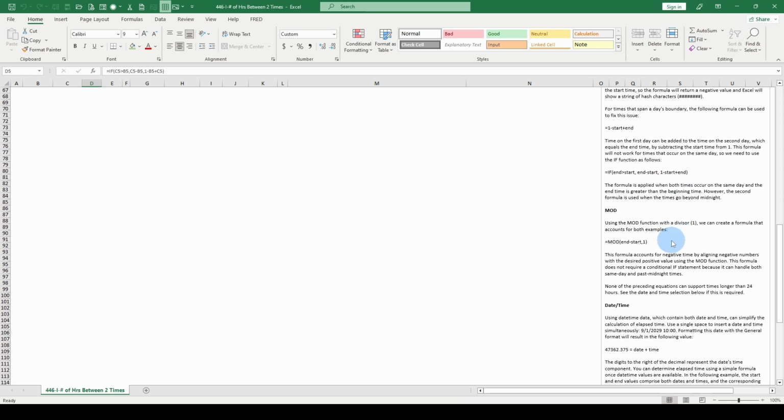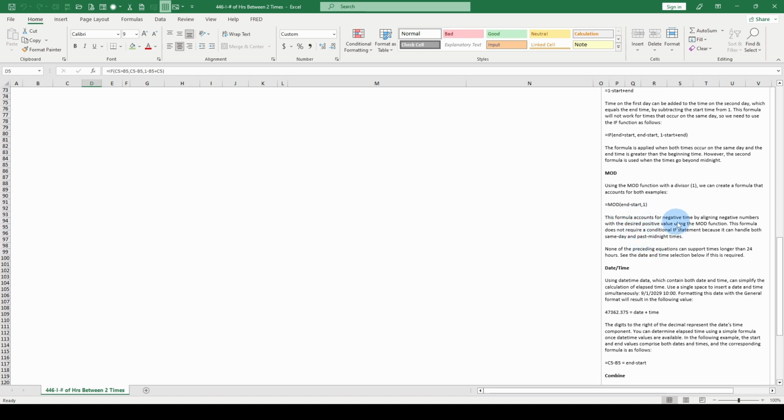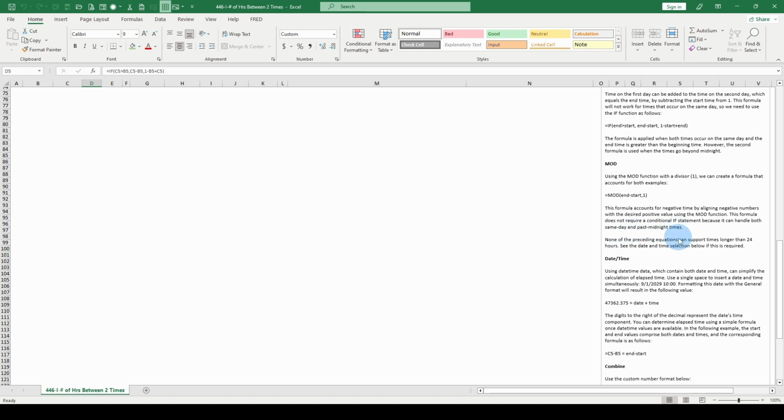Otherwise, the MOD function comes into play. Using the MOD function with the divisor 1, we can create a formula that accounts for both examples: MOD(end minus start, 1). This formula accounts for negative time by aligning negative numbers with the desired positive value using the MOD function. This formula does not require a conditional IF statement because it can handle both same day and past midnight times.